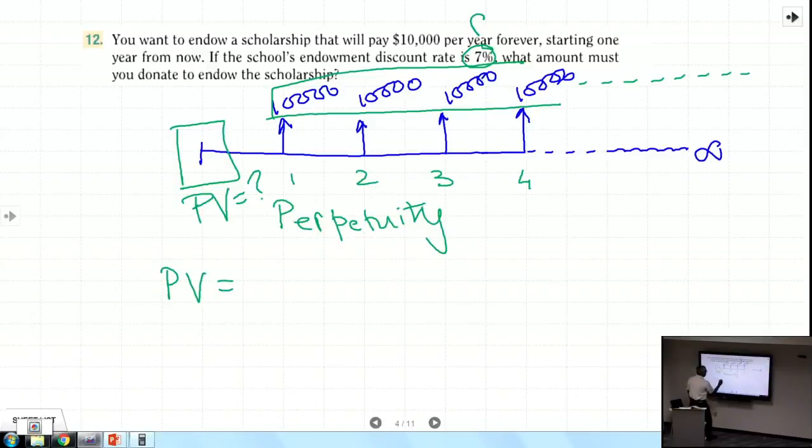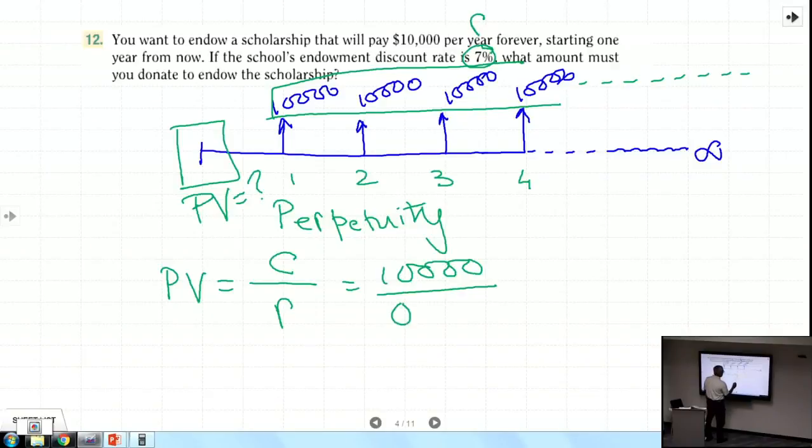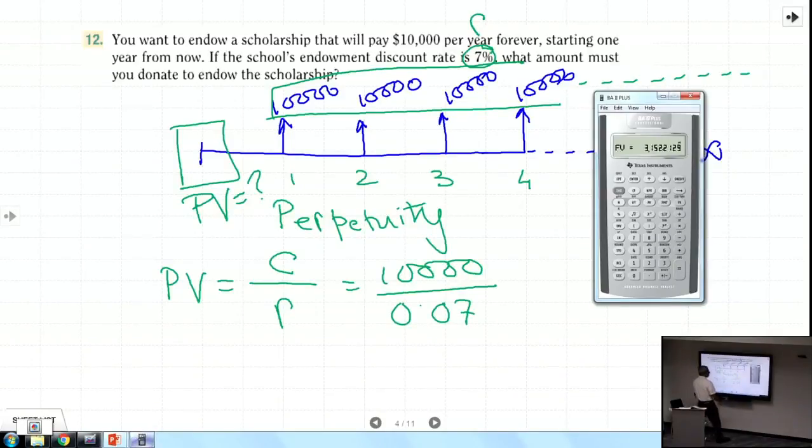And the present value of a perpetuity is cash flow divided by the discount rate. So cash flow is 10,000 divided by a discount rate of 0.07. So I go to my calculator. I don't need to use financial calculator keys over here, but it's 10,000 divided by 0.07, which is 142,857.